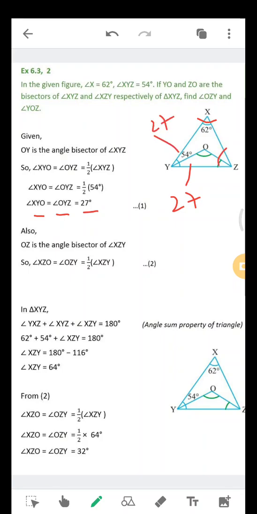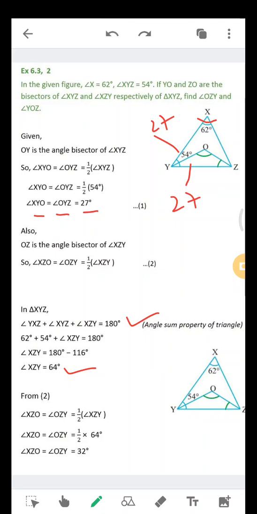Now I'll find this angle, complete XZY or angle Z. Similarly, I can say OZ is a bisector of XZY. So if I know angle Z, I can find OZY. We can easily find OZY if I get angle Z. So we are finding angle Z by using angle sum property in triangle XYZ. You can directly write angle X plus Y plus Z also. So XZY by angle sum property is 64, because angle X is 62, angle Y is 54. So XZY will be equal to 180 minus 116, that is 64.